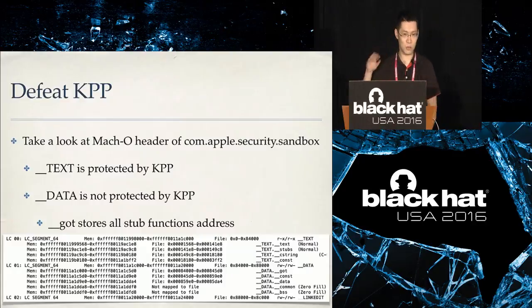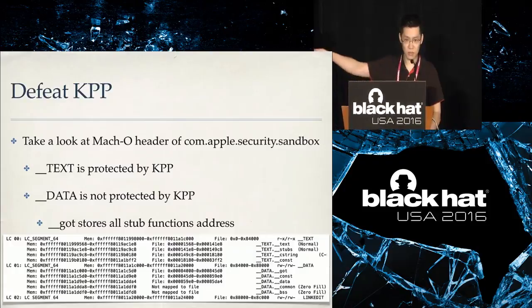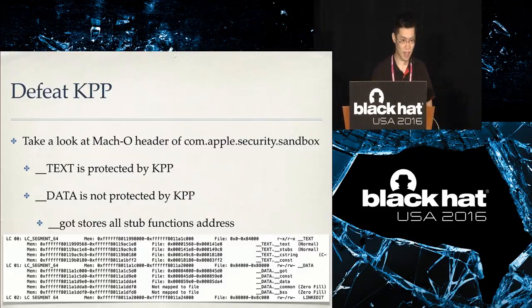Okay, so let's go deeper. We took the Sandbox extension as an example here. We examined its Mach-O header to see what we could still modify. Here's the output of the Mach-O header. We pay attention to the protection flags here. The text segment is obviously protected by KPP because it's marked RX, but all the data marked as RW is not protected by KPP. And among these data segments, there's a very interesting section called GOT, G-O-T.